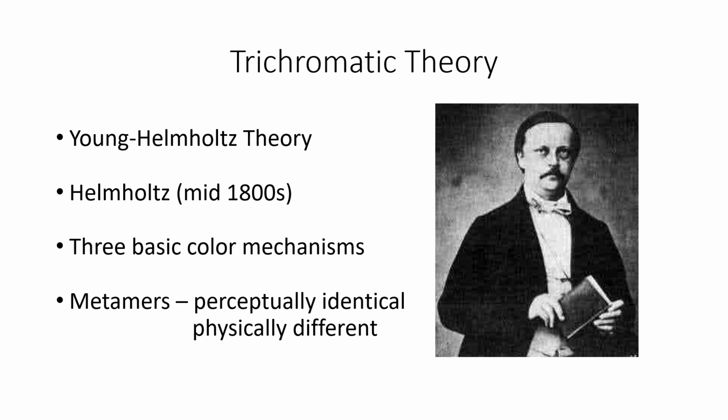But they basically stated that we have these three basic color mechanisms, and those three colors are going to be able to explain color vision. They discovered this through metamers, things that are physically different in the environment, but perceptually they are identical.